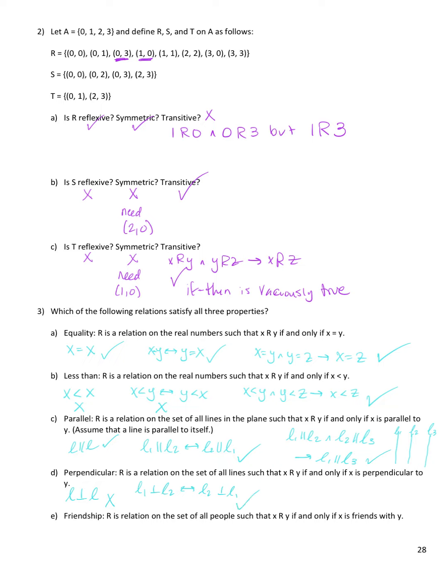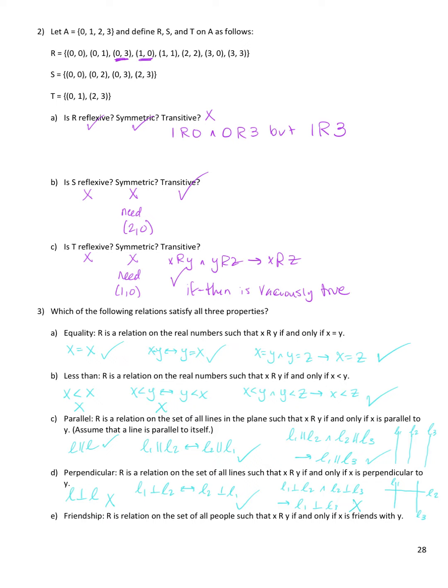And then for transitive, if L1 is perpendicular to L2 and L2 is perpendicular to L3, does that mean that L1 is perpendicular to L3? Well, let's draw a picture. Here's L1. It has to be perpendicular to L2. So there's L2. And L2 has to be perpendicular to L3. So I'll put L3 here perpendicular to L2. Notice L1 and L3 are not perpendicular to each other. They look parallel. So this is not transitive. Perpendicular is not transitive.